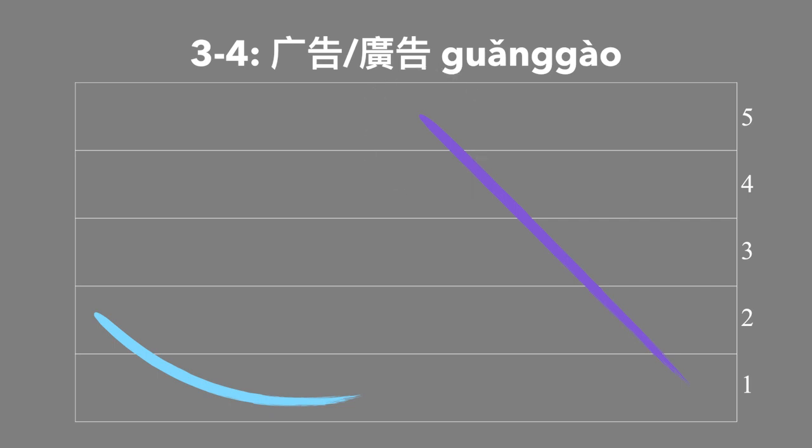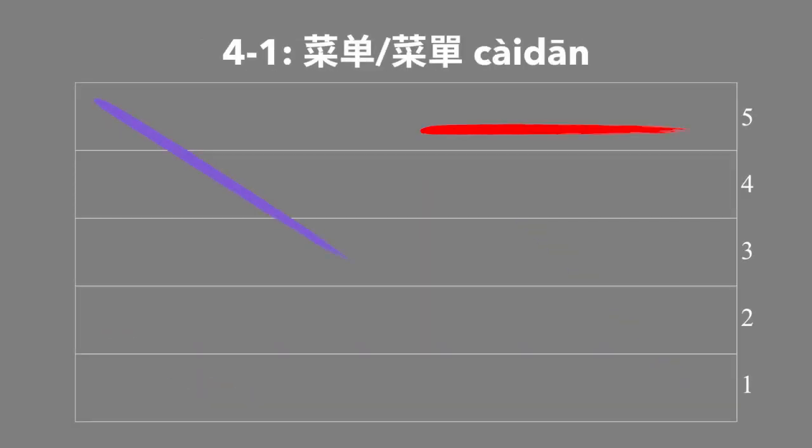Okay, here's a 4-1 combo. All right, the important thing to notice here is that the fourth tone doesn't go all the way down. It only goes about halfway, and we're going to see that with the other combinations too.